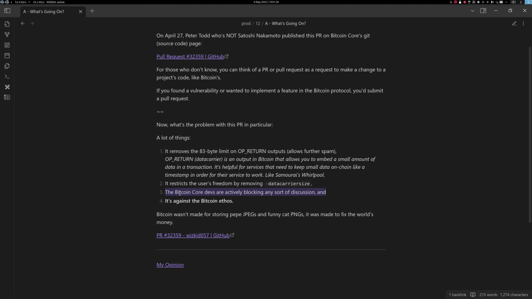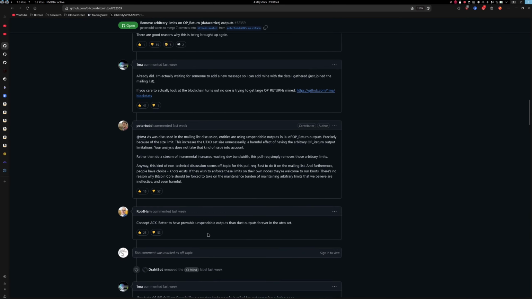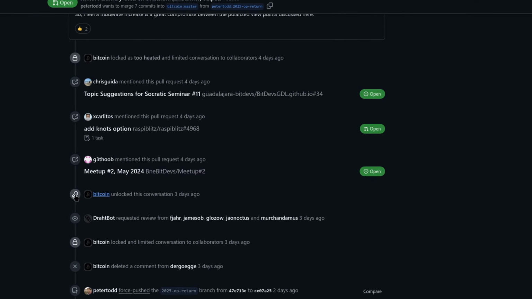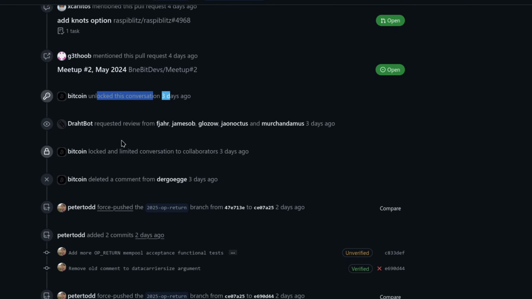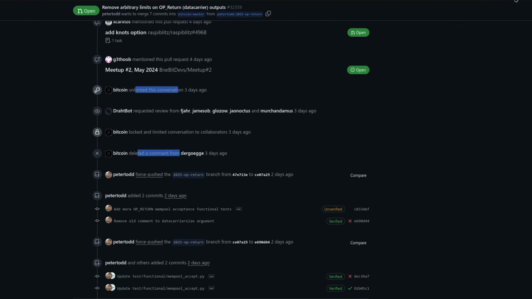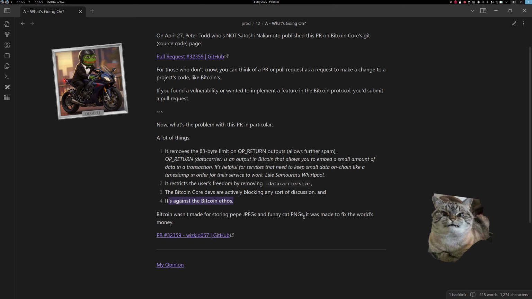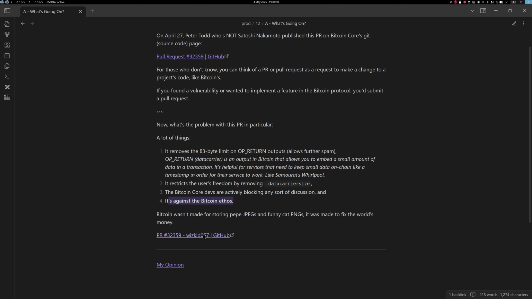And number three, the Bitcoin core devs are actively blocking any sort of discussion. As we can see down here, they have locked the conversation. One time they unlocked it so one guy could upvote the pull request, and then they locked it like a minute later. And number four, it's a bit against the Bitcoin ethos. Bitcoin wasn't made for storing Pepe JPEGs and funny cat PNGs. It was made to fix the world's money.